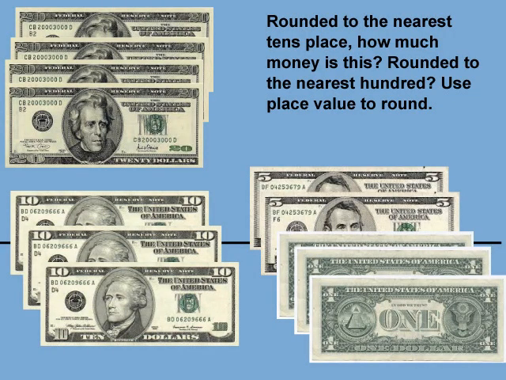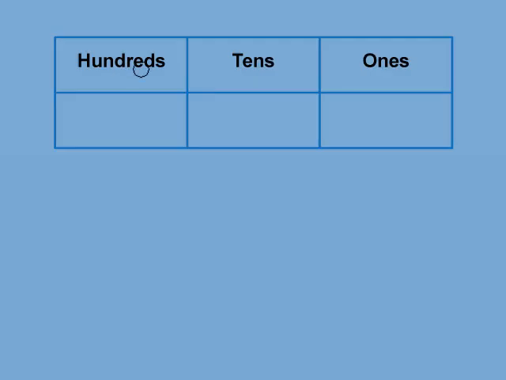Let's look at another example. Rounded to the nearest tens place, how much money is this? Rounded to the nearest hundred, use place value to round. We will set up a place value table like the one shown here. This has values for hundreds, tens, and ones.